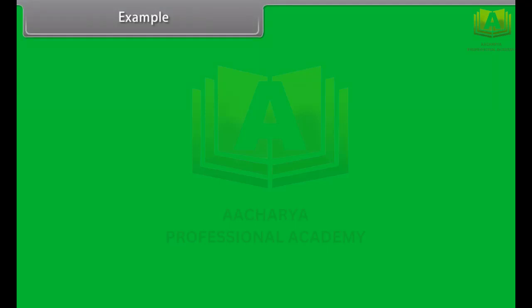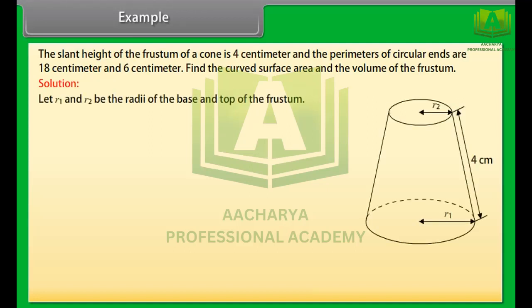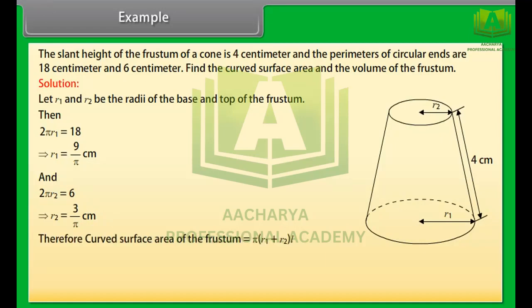Example. The slant height of the frustum of a cone is 4 centimeter and the perimeters of circular ends are 18 centimeter and 6 centimeter. Find the curved surface area and the volume of the frustum. Solution. Let R1 and R2 be the radii of the base and top of the frustum. Then 2 pi R1 equals 18, which implies R1 is equal to 9 upon pi centimeter, and 2 pi R2 is equal to 6, which implies R2 is equal to 3 upon pi centimeter. Therefore, curved surface area of the frustum is equal to pi into R1 plus R2 into L, which equals pi into 4 into 9 upon pi plus 3 upon pi centimeter square, which equals 48 centimeters square.